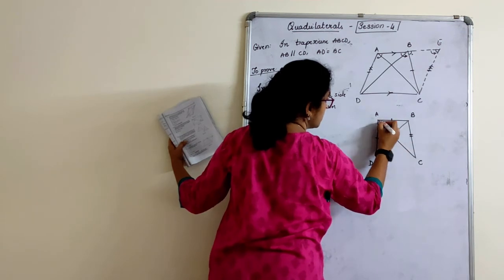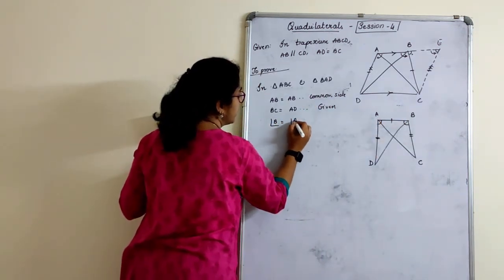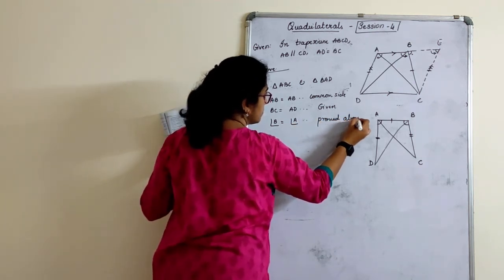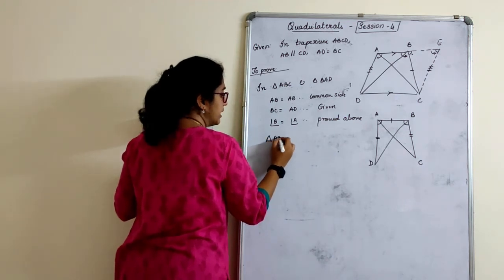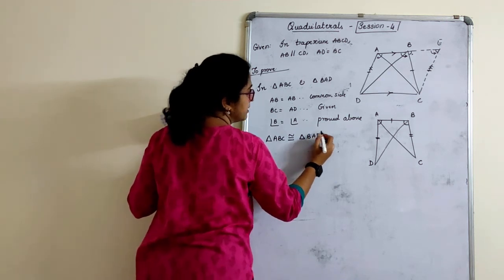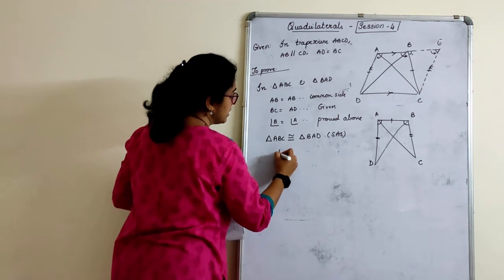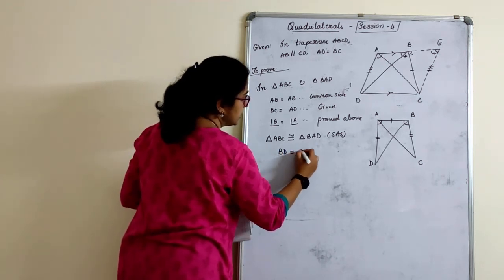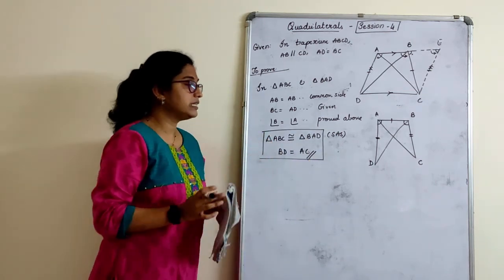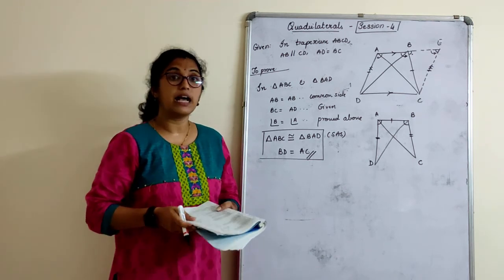This is equal to this. Angle A is equal to angle B. Angle B is equal to angle A. Proved above. Therefore, triangle ABC is equal and congruent to triangle BAD by SAS congruence rule. From this, can I tell BD is equal to AC? CPCT. Diagonal BD is equal to diagonal AC. So with this we complete this exercise and today's session.